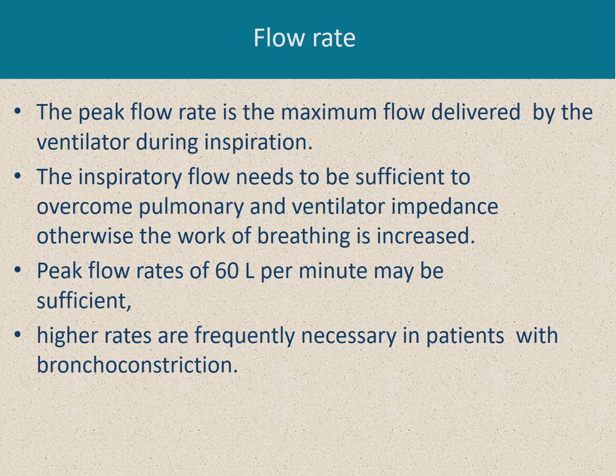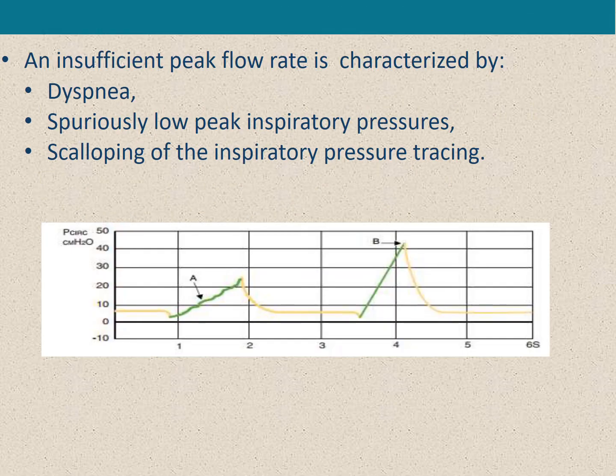The peak flow rate of 60 liters per minute may be sufficient as a starting number in the initial ventilatory setting, especially in volume-controlled ventilation. Higher rates are frequently necessary in patients with bronchoconstriction. As we can see in the figure, an insufficient peak flow rate is characterized by dyspnea, scalloping of the inspiratory pressure tracing, as you can see, and seriously low peak inspiratory pressure.